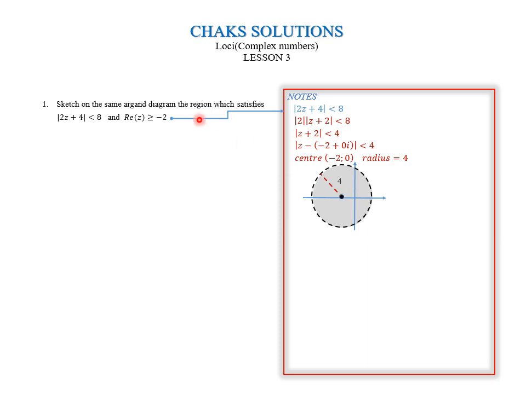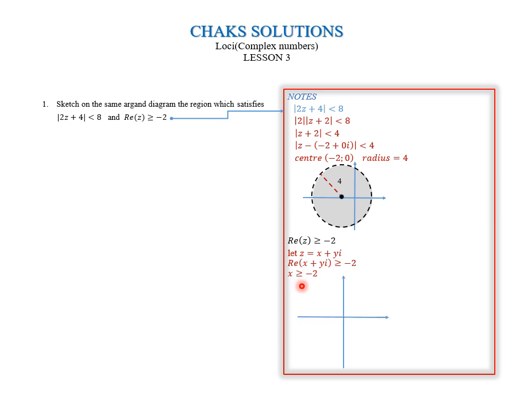Let's go to the other one: real of z greater than or equal to minus 2. Z is a complex number, so z can be written as x plus yi. So real of x plus yi greater than or equal to minus 2. The real part here is x, so we are just saying x greater than or equal to minus 2. This is a straight line at x equals minus 2, and it's also a region where we need to shade.